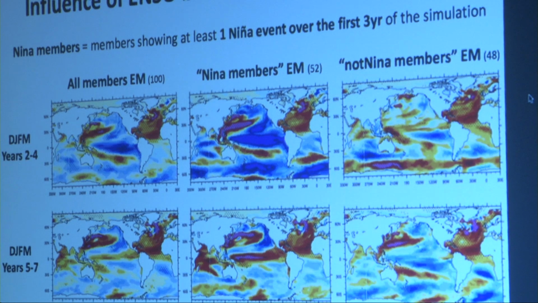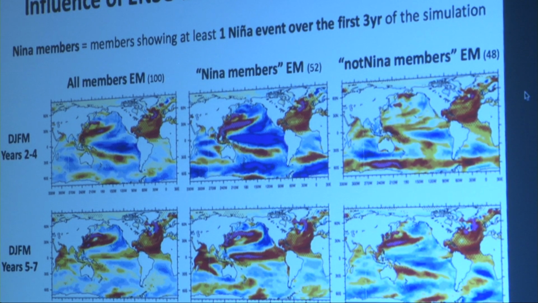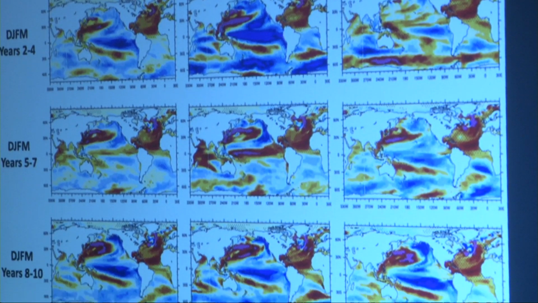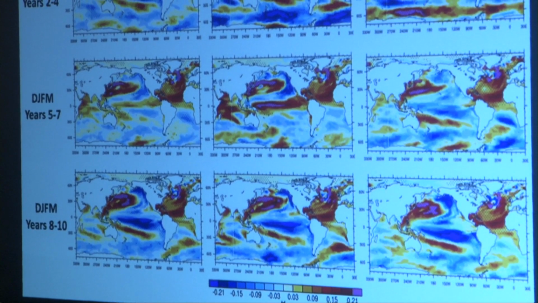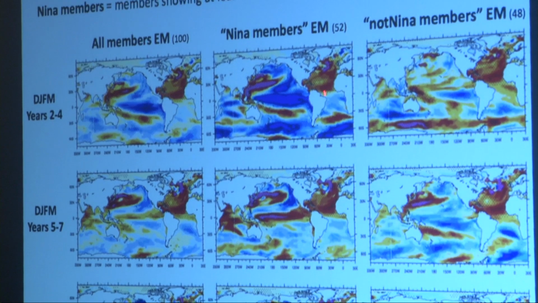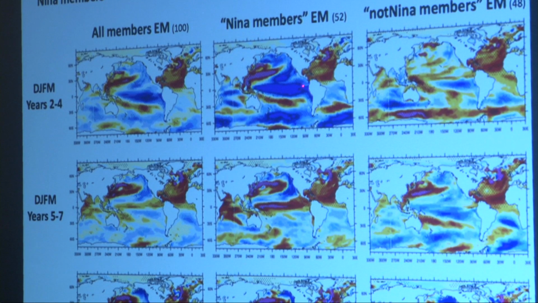And here it's the same thing, but for a subsampling of the ensemble members. So I choose only the Nina members. What I call Nina members are the members that show at least one Nina event over the first 3 years of the simulation. So by construction, I've got a strong cooling over the first 3 years here. But what is interesting is to look at their evolution. You can see that after this cooling, there is finally warming. And then we are going back to Nina conditions.